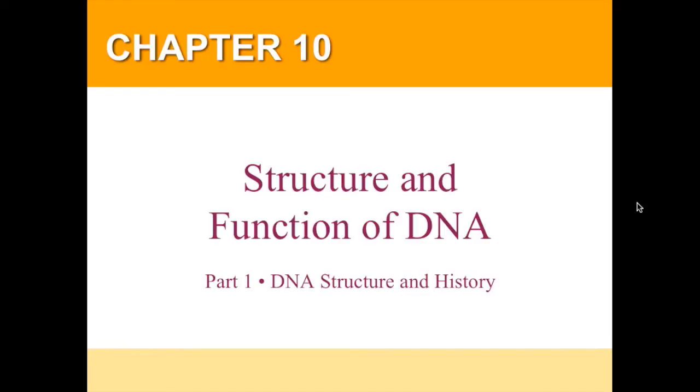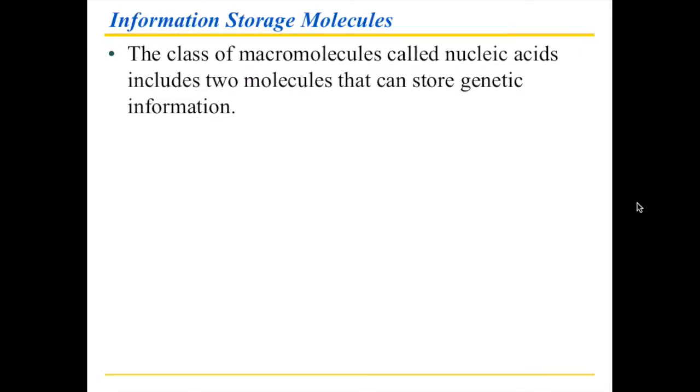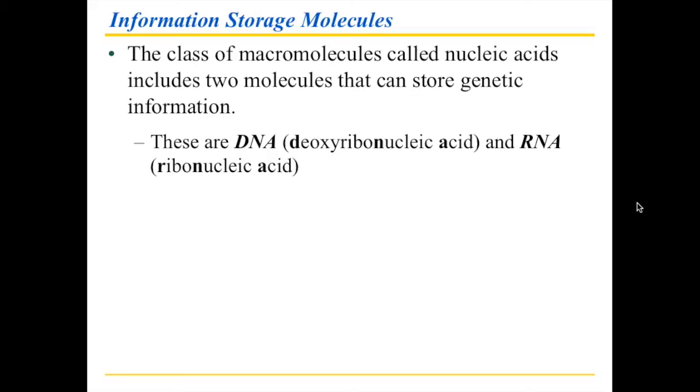And so the first thing to do in this part is to talk a little bit about the structure, review the structure, and then talk a little bit about the history of its discovery. Now, there are information storage molecules in us. We identified those before as the nucleic acids. And the two molecules that we refer to by that name are DNA and RNA.